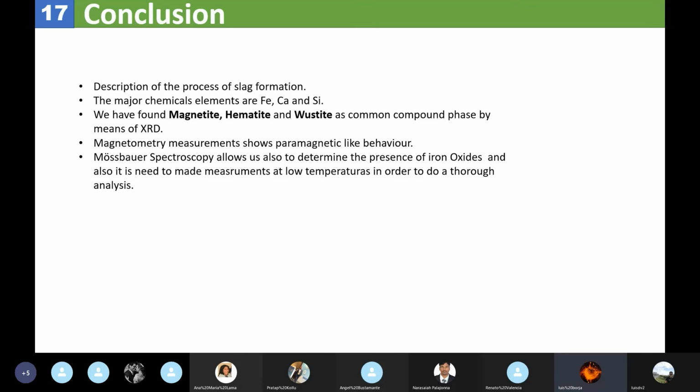In the magnetometer measurements, there was no hysteresis. It shows a paramagnetic-like behavior, but we need to confirm that. Most of our spectroscopy also shows the presence of iron oxides, but to confirm, as I mentioned before, that there is the presence of magnetite, nanomagnetite, we need to take measurements at low temperatures.